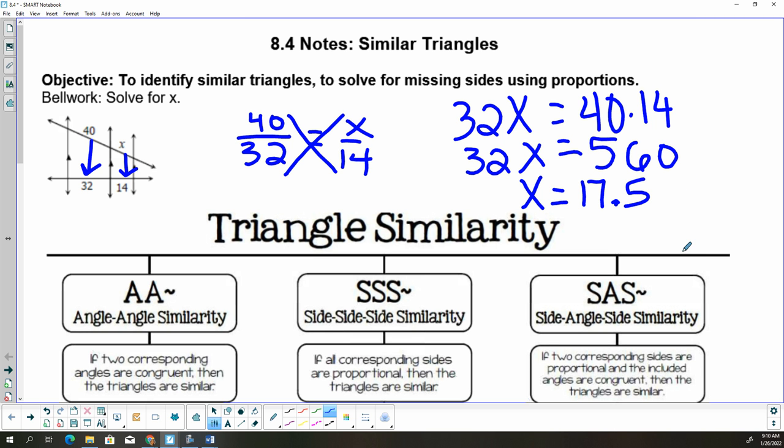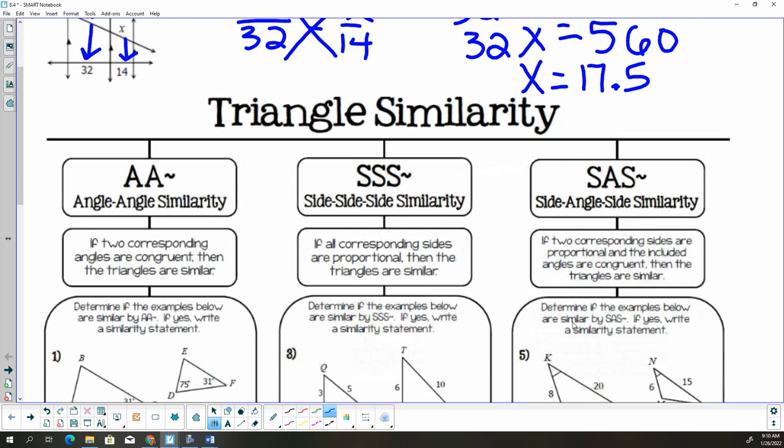17.5. Yesterday we introduced similar polygons. The day before we talked about triangle proportionality theorem. And then in 8.1 we talked about proportions, setting up proportions and solving. Today we're going to focus, if you remember last semester, we talked about congruent triangles. And there were 5 theorems that proved triangles congruent.